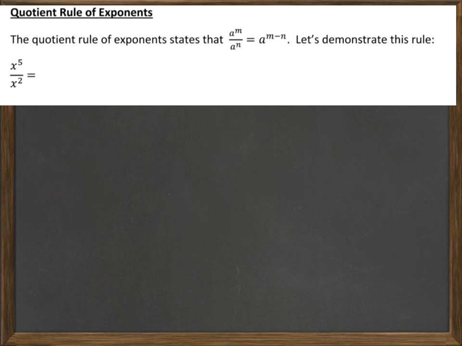Let's begin. The quotient rule of exponents states that a to the m power divided by a to the n power is a to the m minus n power. Let's demonstrate this rule using x to the fifth divided by x squared.